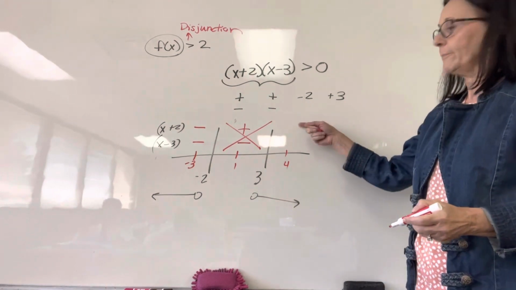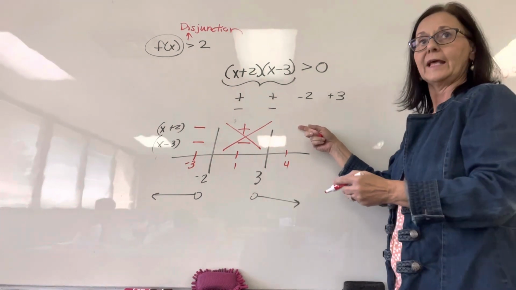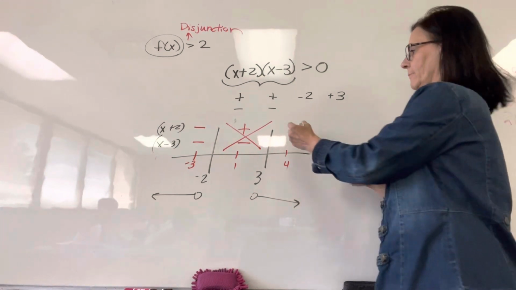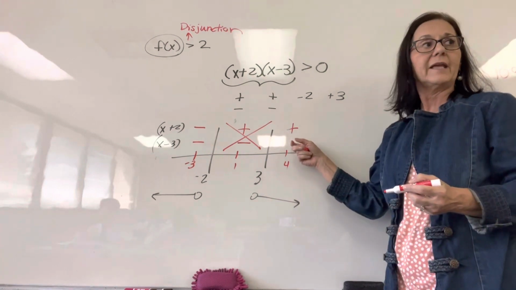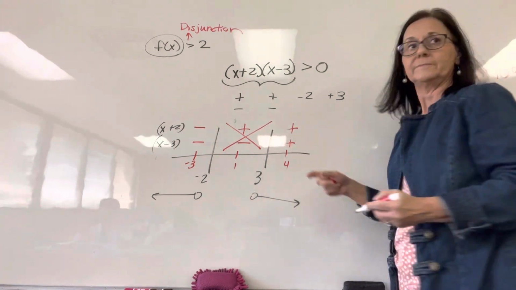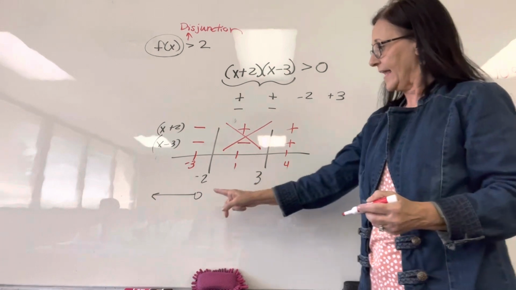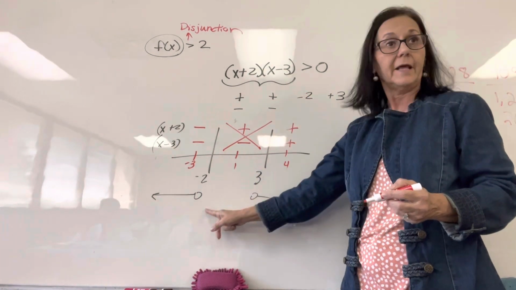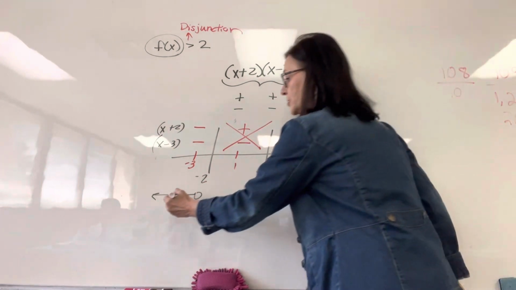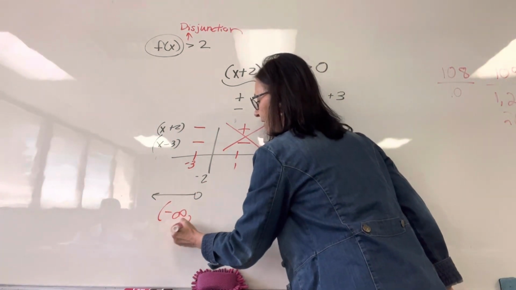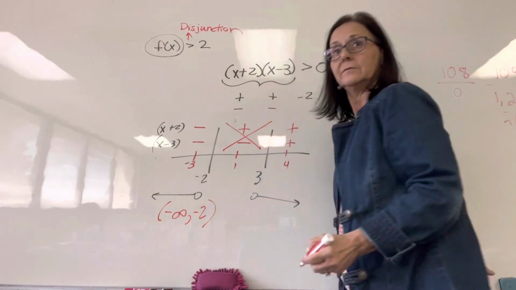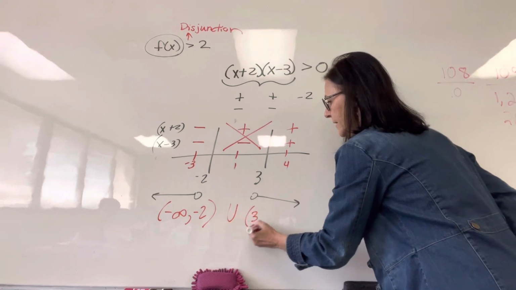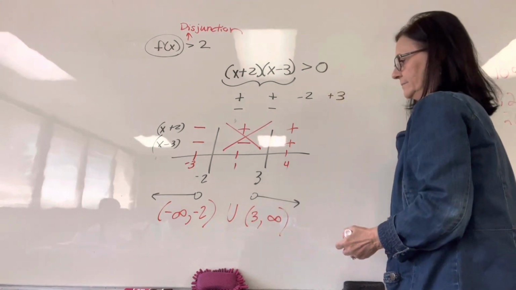What about 4? When I plug in 4 to the first term, we get a positive number. When I plug in 4 to the second term, we get a positive number. They can't equal the number because it's greater than, it's not also equal to. So we have an open interval. In interval notation, this would look like -infinity up to -2, and it would be 3 to positive infinity.